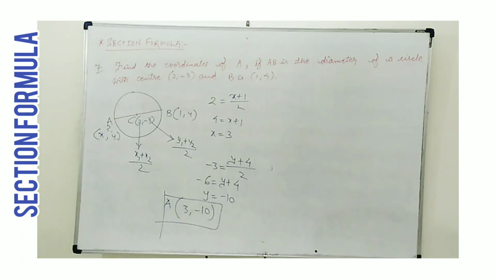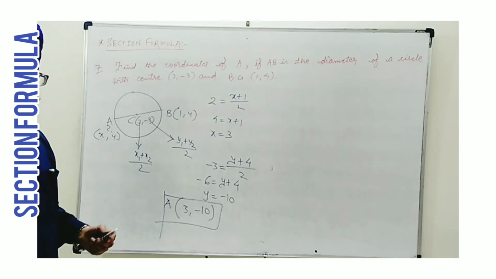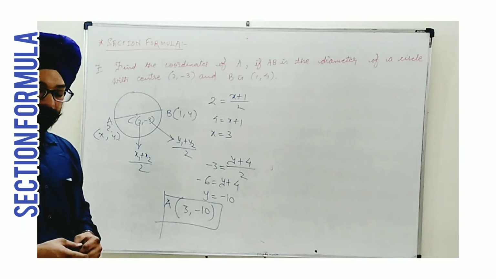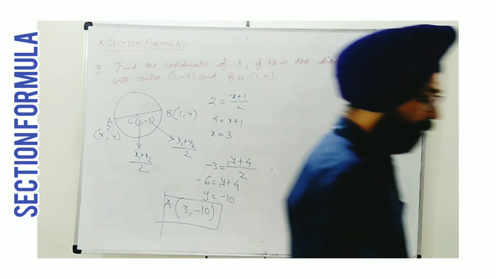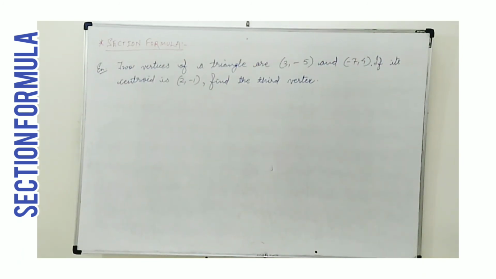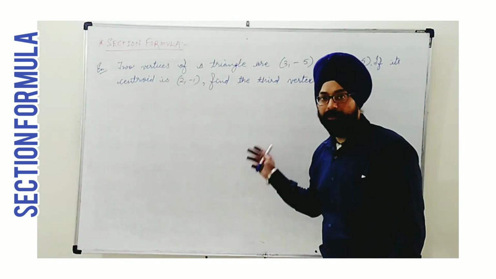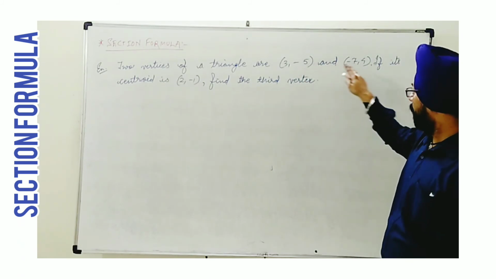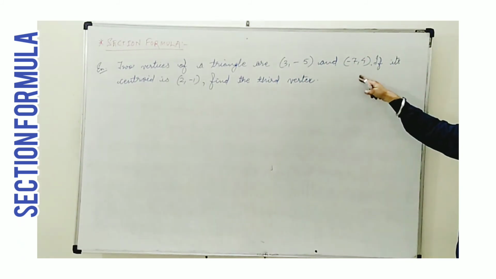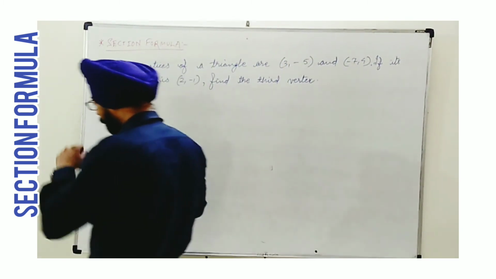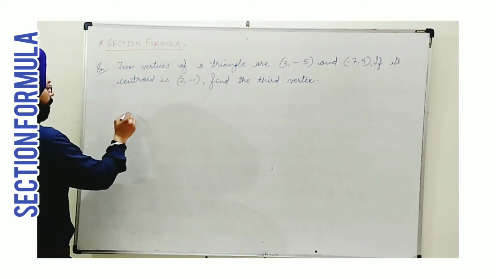Okay. So wherever it is given about midpoint, we can apply the midpoint formula. Now we will take one question on the centroid formula to see its application. Here, for example, consider two vertices of a triangle are (3, -5) and (-7, 4). If its centroid is (2, -1), then find the third vertex.